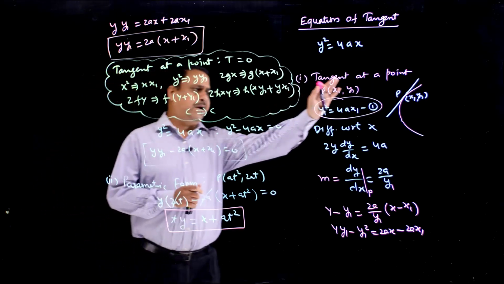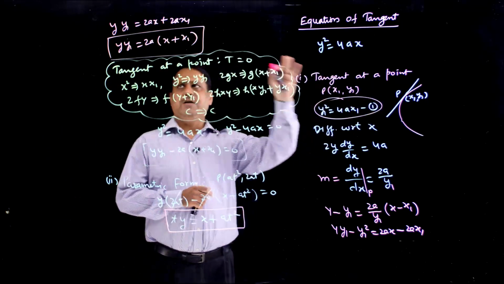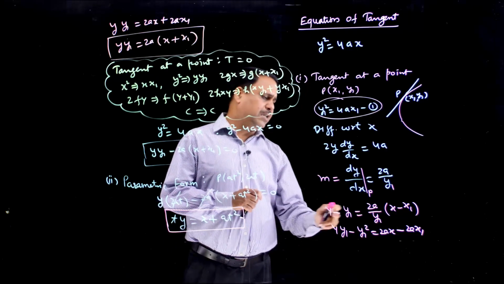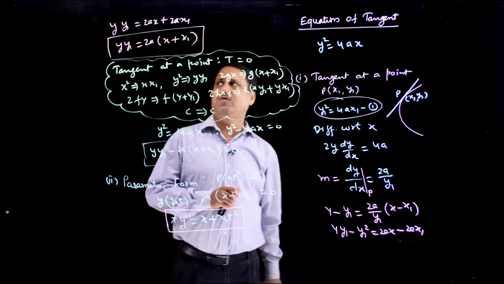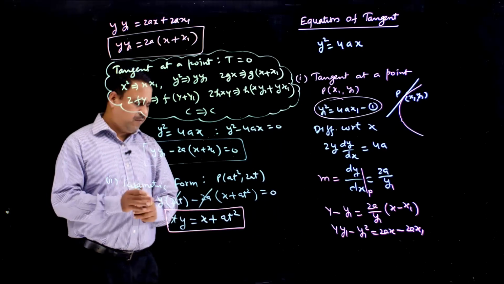The method is the same. First we will find dy/dx. Then we will find the equation of the line at a point by using y minus y1 is equal to m into x minus x1. And this point lies on the curve, so y1 square is equal to 4ax1. Then I will get the equation of tangent.